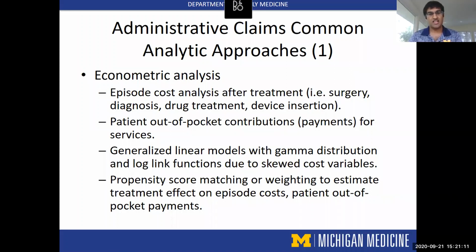You can also look at patient out-of-pocket contributions. So in addition to episode costs or standardized reimbursement, we can look at patient out-of-pocket payments. Because payment itself is highly skewed, we usually use generalized linear models. We assume a gamma distribution and log link. Many times, in order to account for selection bias, and I'll talk about that in a couple slides, we use propensity score matching or weighting to estimate treatment effects on episode costs or patient out-of-pocket payments.